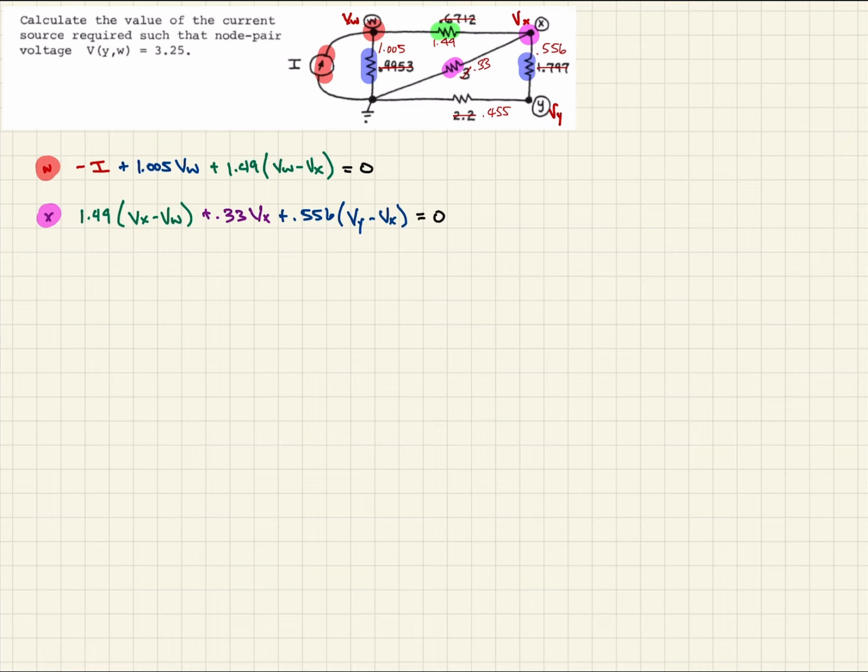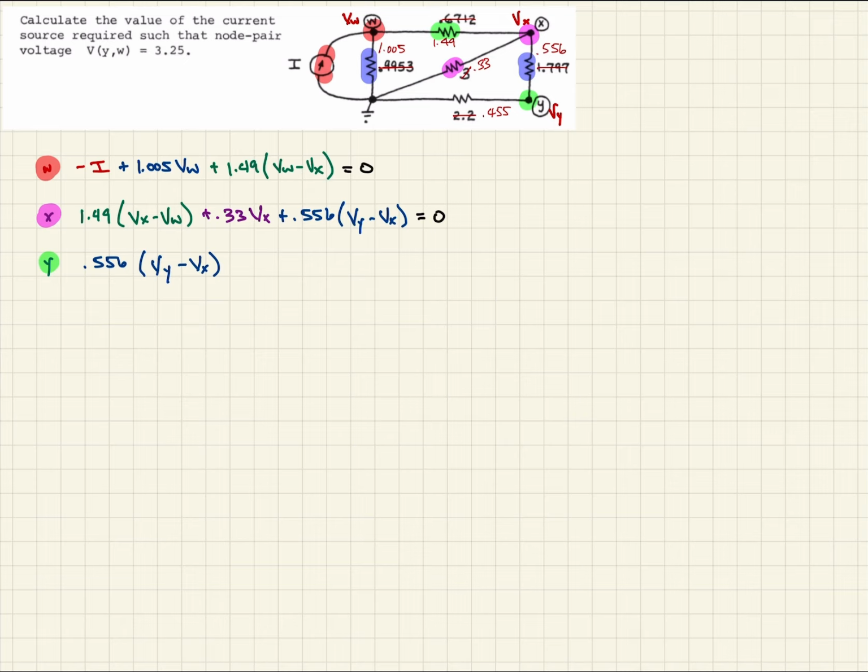And so finally, we can look at node Y. At node Y, there are only 2 branches. The first one is the blue, already highlighted blue. So that's 0.556 times the difference in the voltages. So that's Vy minus Vx.